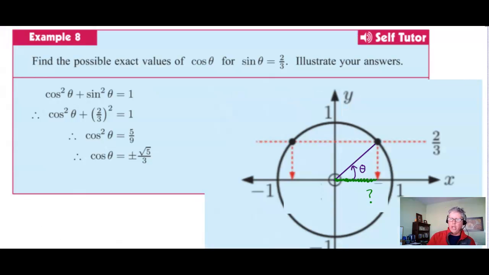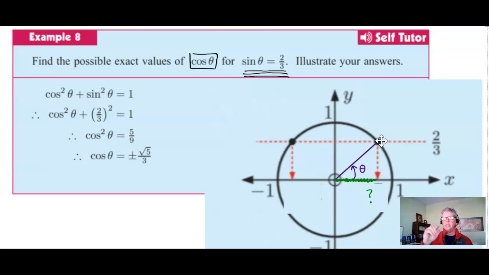Example number 1. You're given sine of theta equals 2/3. I'm not asking you for theta. Be very careful here. I'm not asking you for theta. I'm asking you what is the value of the cosine of theta. So what's the picture look like here? The picture looks like we know the y coordinate is 2/3.